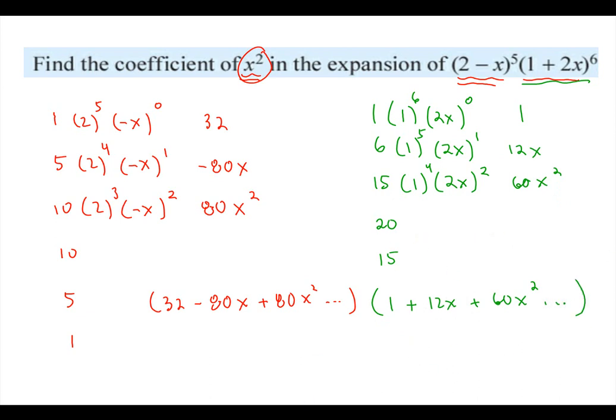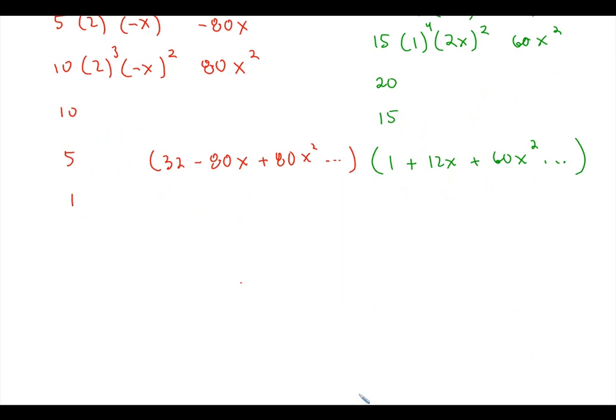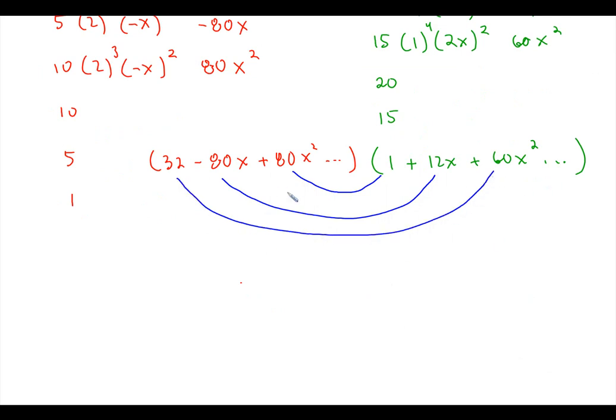So now that we have it all expanded out, we can check which combinations we can multiply to give us something with x squared. Obviously, we multiply this 80x squared times this 1, or this negative 80x times this 12x, or the 32 times this 60x squared, right?